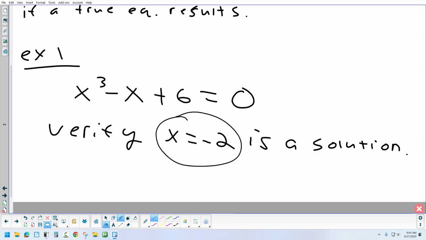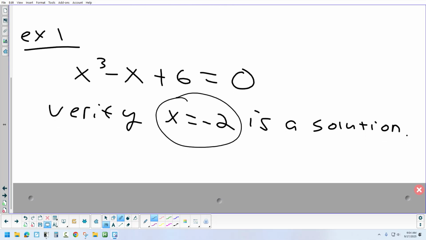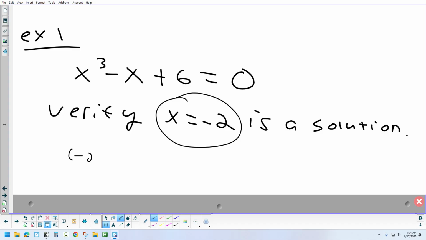All right, so how do I verify that -2 is a solution? Replace x with -2. And when we replace x with -2, the goal in this case is to see if the left side comes out to 0. Jaden, what's -2 cubed? -8.